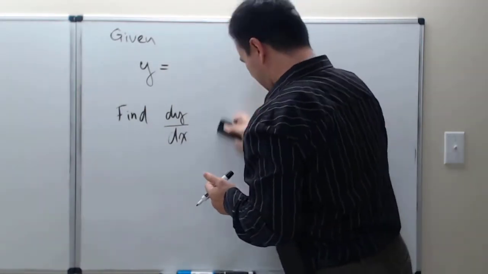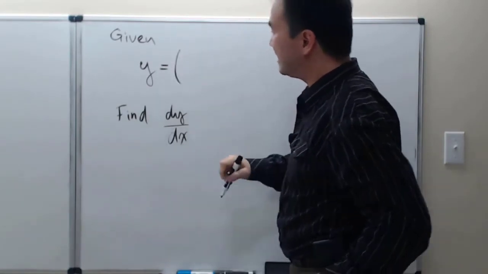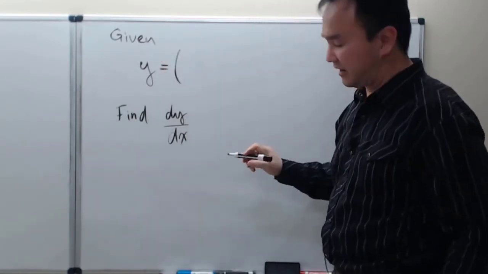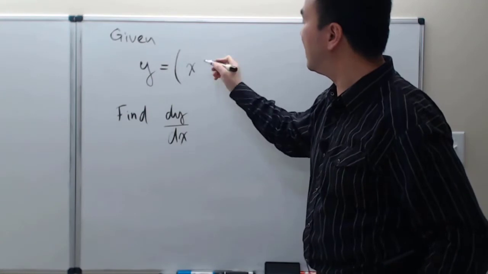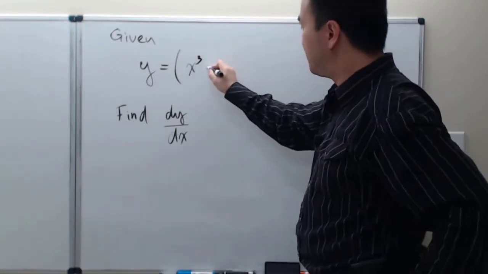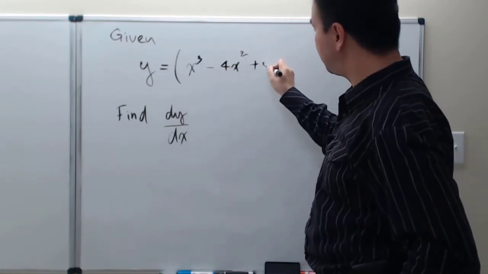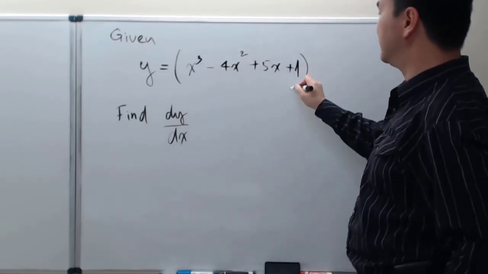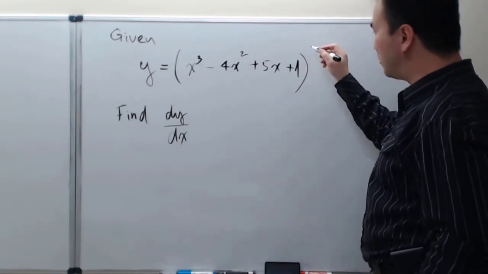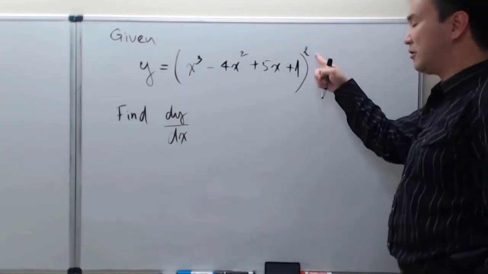So I am going to introduce another problem. We're still going to have a function given, and inside of my function I'm going to have x cubed minus 4x squared plus 5x plus 1. And this time I'm only going to do a low power, a small power 2 right here.